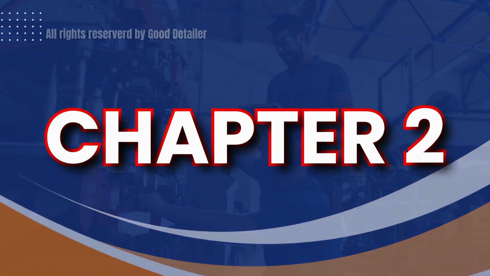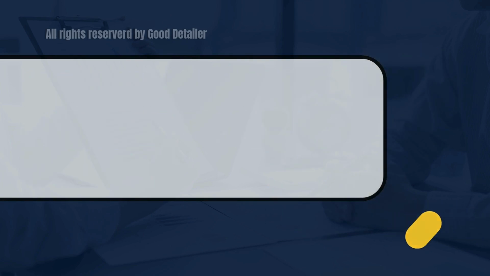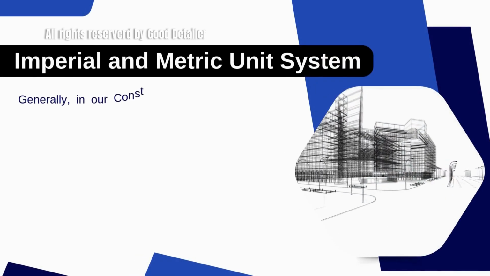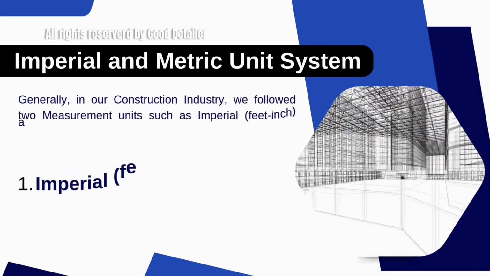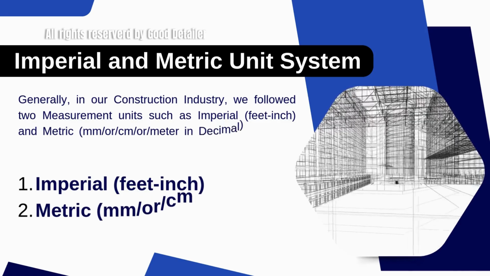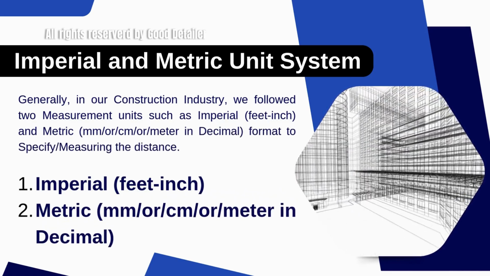Chapter 2. Imperial and Metric Unit System. Generally, in our construction industry, we follow two measurement units: imperial feet-inch and metric millimeter, centimeter or meter in decimal format, to specify measuring the distance.